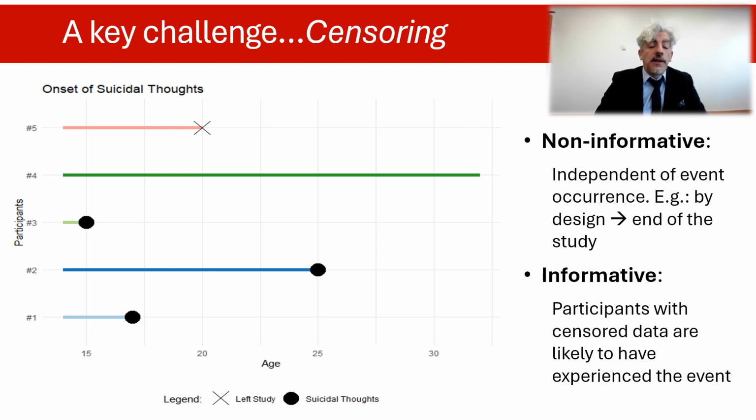So again, in these cases, we can be confident that censoring was non-informative, and we can assume then that all participants that remain in the study after censoring are representative of participants that would have remained in the study had censoring not occurred. But if we didn't know why participant number 5 is censored, we may worry that the reasons that led to the participant leaving the study were linked to the target event.